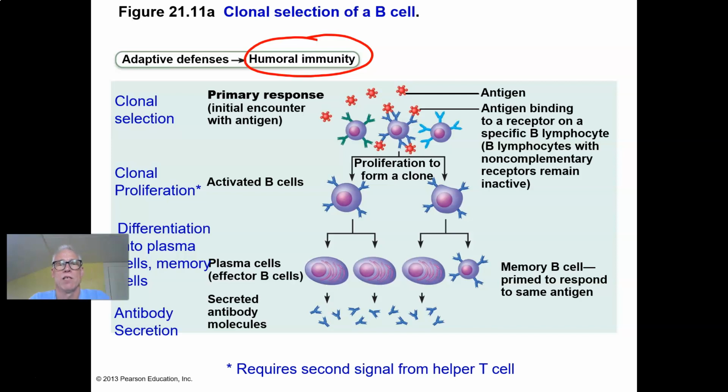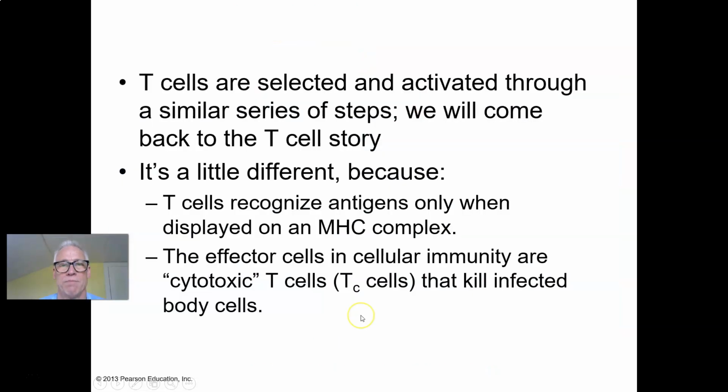So that is the process of humoral immunity. You've got the effector, it's called. The effector cell is a plasma cell, but the effector itself is the antibodies that are going to protect us from the antigens ultimately.